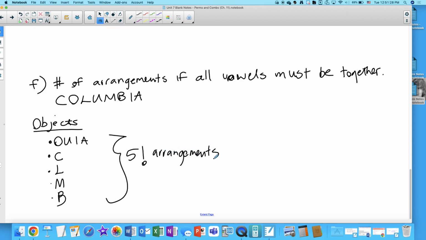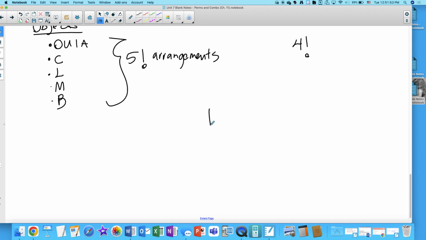But then we also have to consider how many ways we can arrange the group. The group arrangements would be 4 factorial because there are 4 letters in that group. And so the total arrangements would be 5 factorial times 4 factorial. Does that make sense?